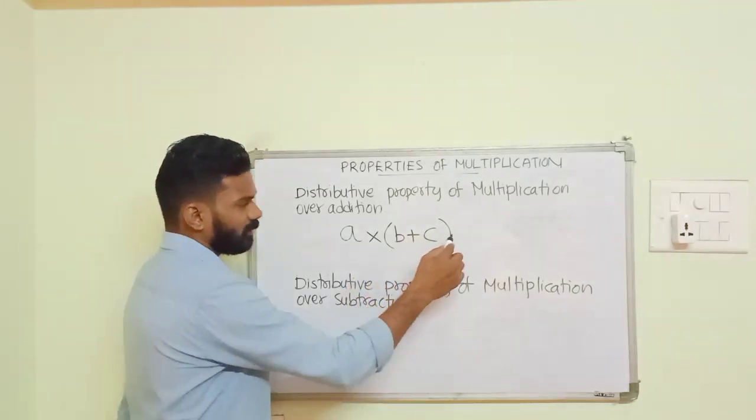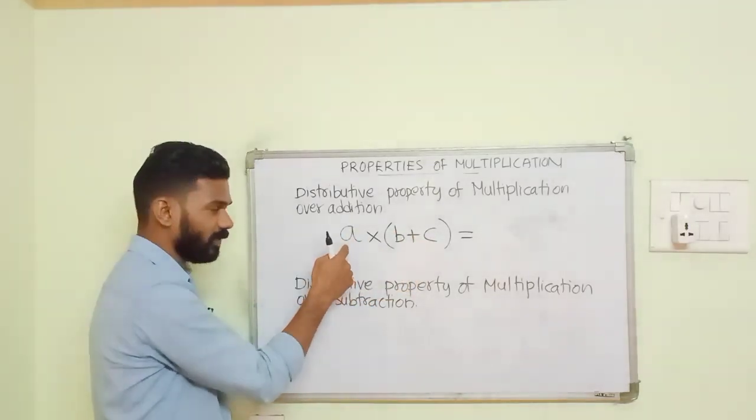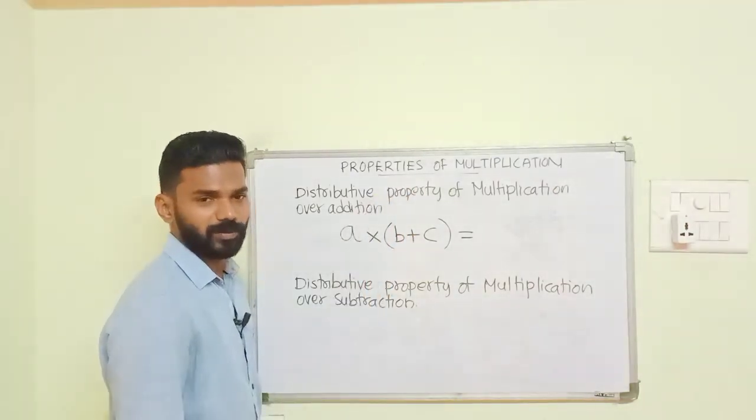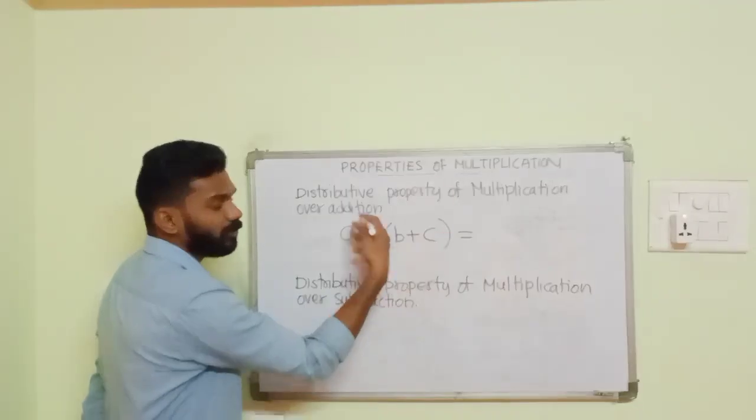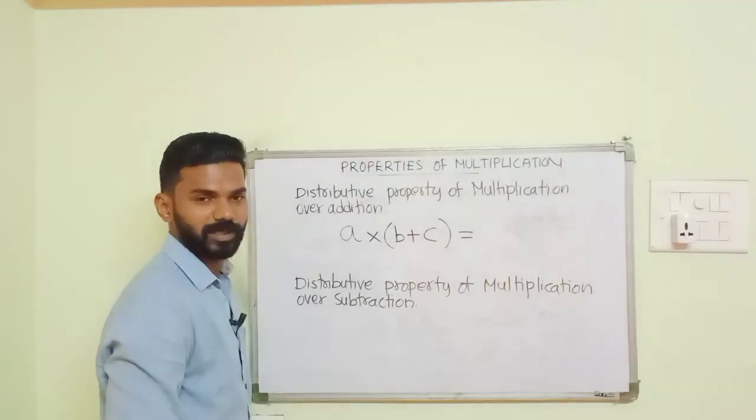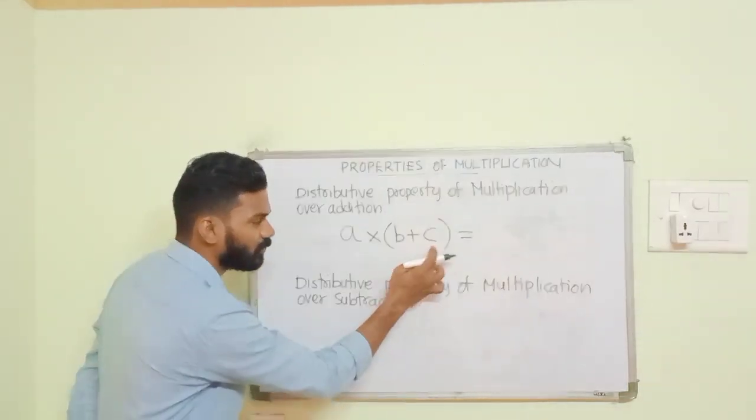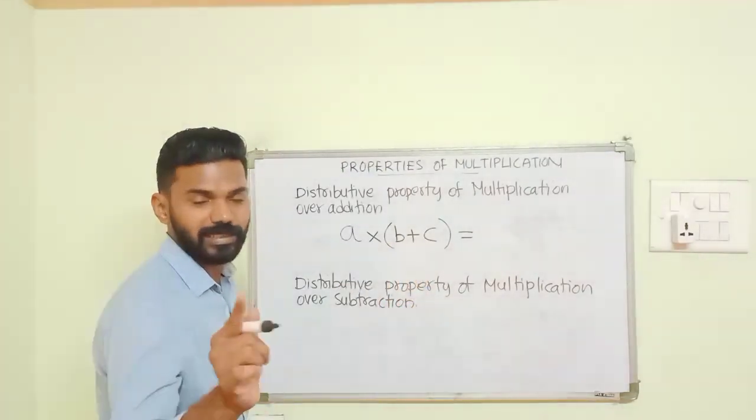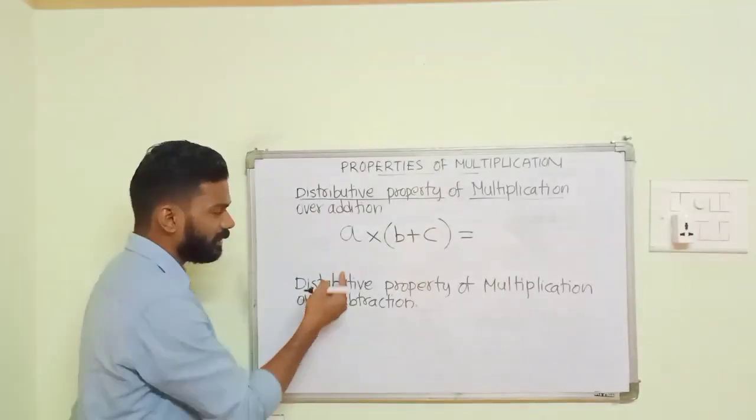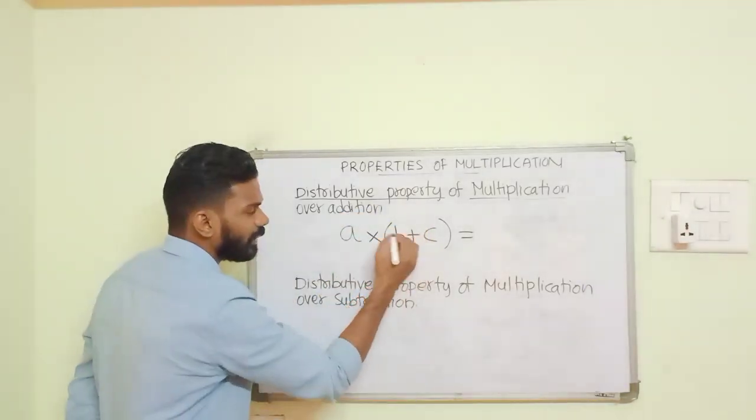So instead of completing this addition and thereafter multiplying it with the number a, there is a rule in multiplication: you can distribute this multiplication among these two numbers which are added. That is why the name is the distributive property of multiplication. We are distributing multiplication over what? Over this addition.